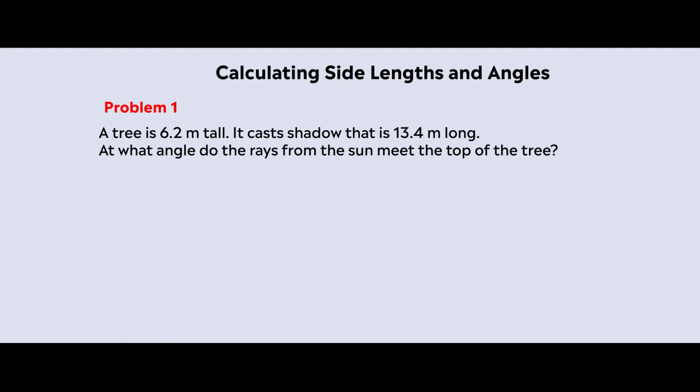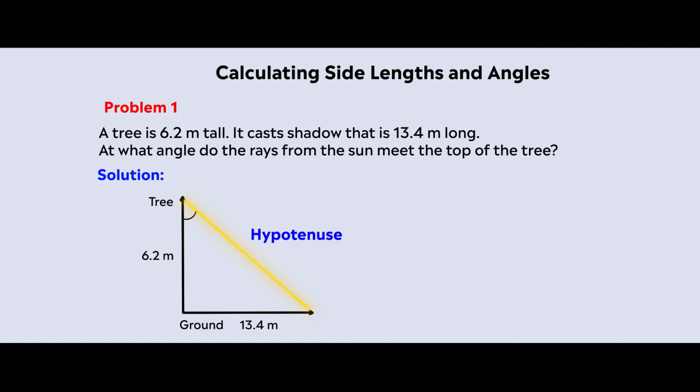So to understand better, we can represent the given situation in a diagram form. So we have a tree which is 6.2 meter long and it casts shadow on the ground which is 13.4 meter long. And what are we asked to find here? We are asked to find the angle formed with the top of the tree and the rays of the sun, where rays of the sun would be the hypotenuse in the diagram.